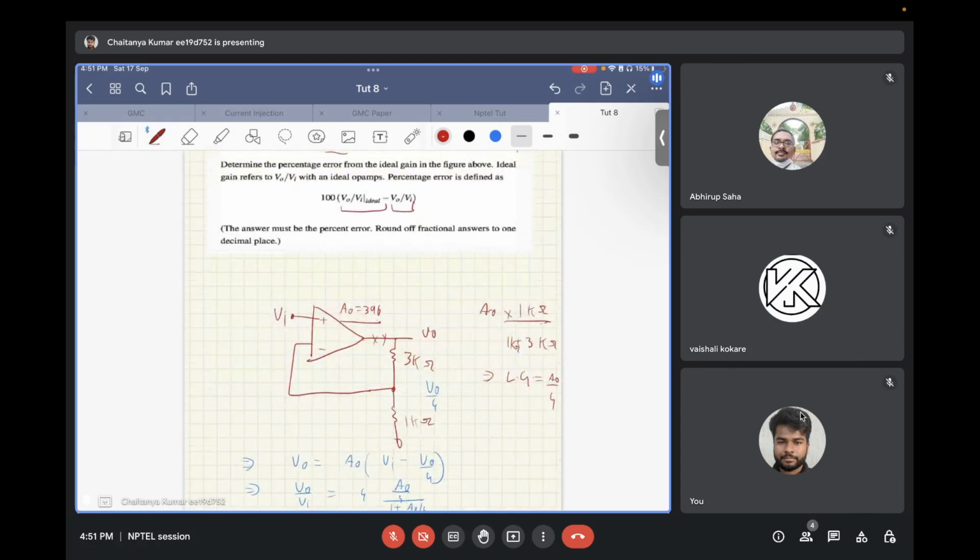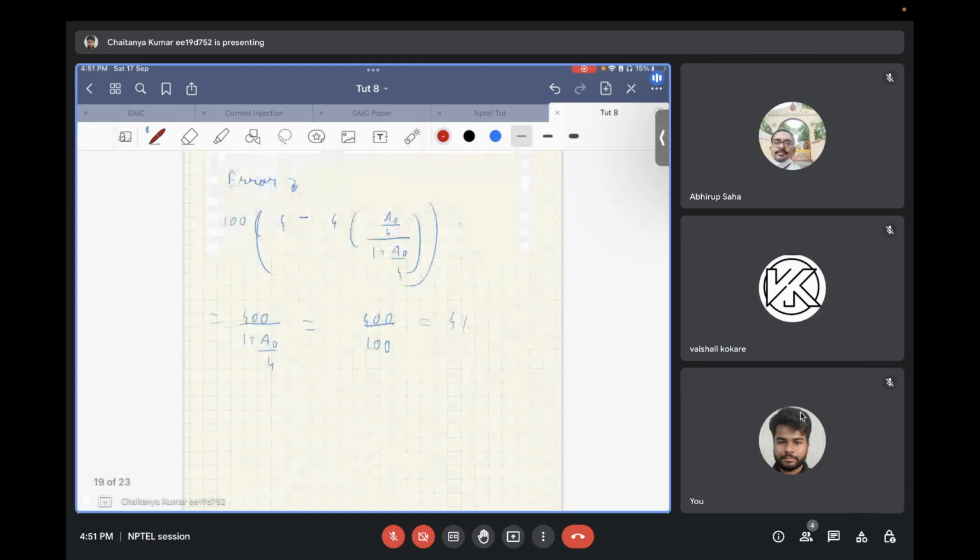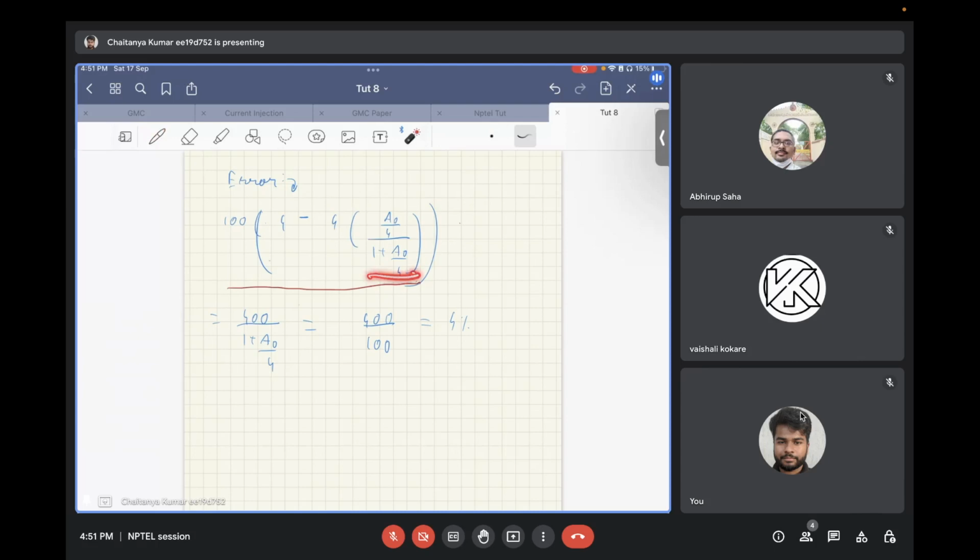So the real transfer function will be 4 times A naught by 4 divided by 1 plus A naught by 4. If you plug it in the definition of the error that is mentioned in the question, the error you will get is 100 times 4 minus 4 into A naught by 4 divided by 1 plus A naught by 4. On simplifying this, you get a percentage error of 4%. Any doubt in this?